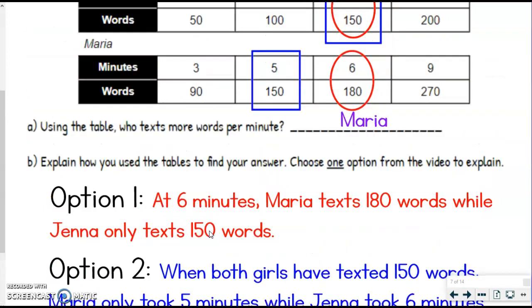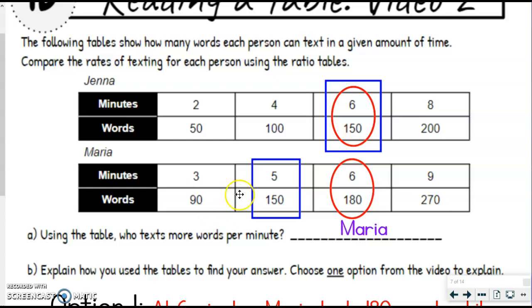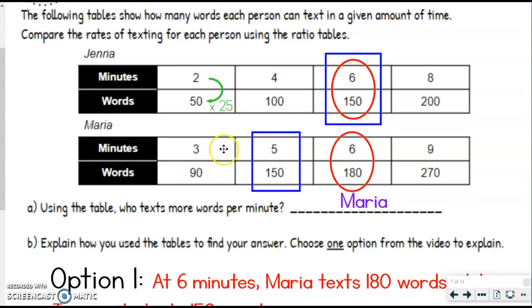Okay? The last one, this one might be a little tricky, but some of you might have noticed we can compare how many words each girl texts per minute if we use our ratio idea of how did we get from 2 to 50. I'm comparing the top rows, and that would be the same all the way if I keep going. To get from 2 to 50, I would do times 25. Same thing for 4 times 25 to get 100, 6 times 25 to get 150, and so on and so forth. So this would be basically 25 words per minute, whereas when I look at Maria's, to get from 3 to 90, she is able to text 30 words per minute, right? Because 3 times 30 gives you 90. So she is texting more words per minute.